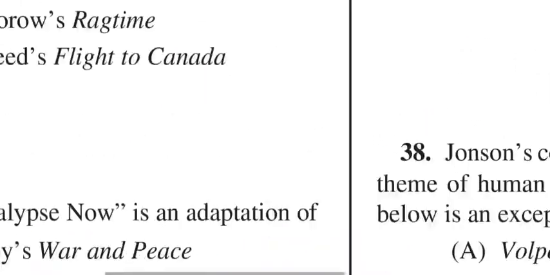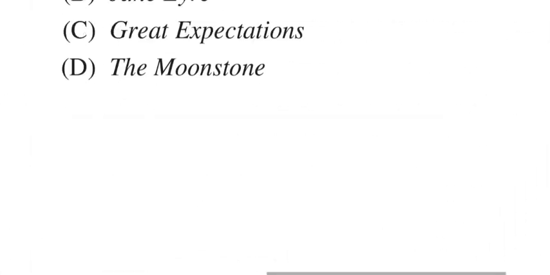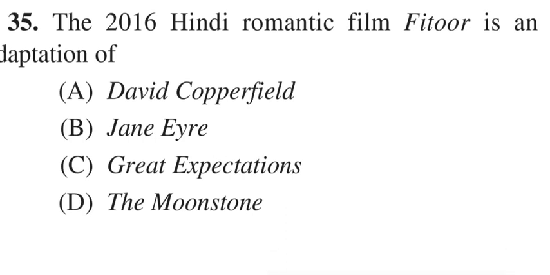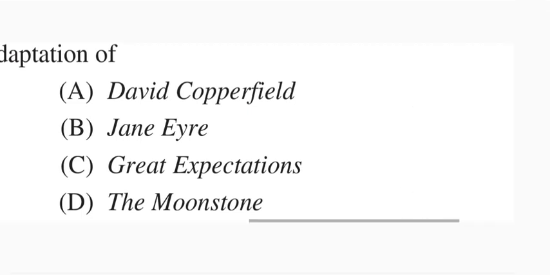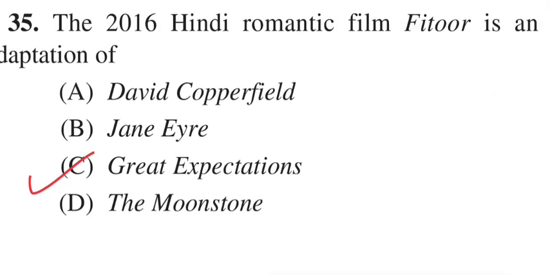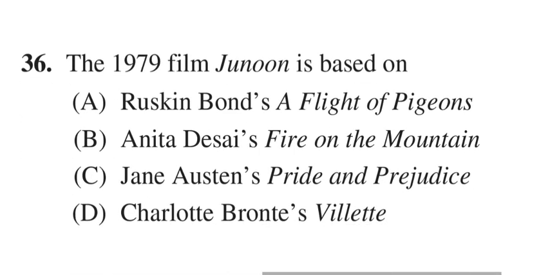Then we have number 35. The 2016 Hindi romantic film called Fitur, it is an adaptation of what? David Copperfield, Jane Eyre, Great Expectations, The Moonstone. 35. Correct answer is number C, that is Great Expectations, written by Charles Dickens. You must know about the writings related to Charles Dickens. Please go through it.